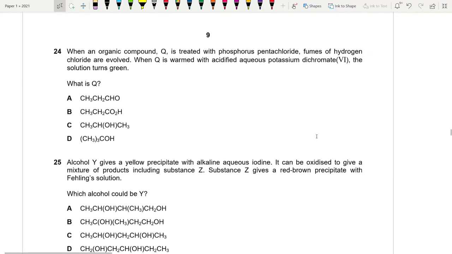24. When an organic compound Q is treated with phosphorus pentachloride, fumes of hydrogen chloride are evolved. When Q is warmed with acidified aqueous potassium dichromate, the solution turns green. Okay. So compound Q is an alcohol or carboxylic acid because they react with pentachlorides to form acyl chlorides for carboxylic acids and halogen alkanes for alcohols. So Q can't be this.